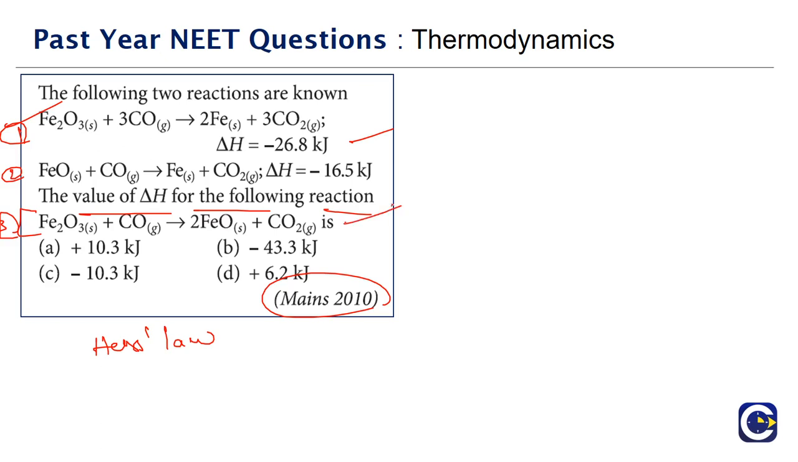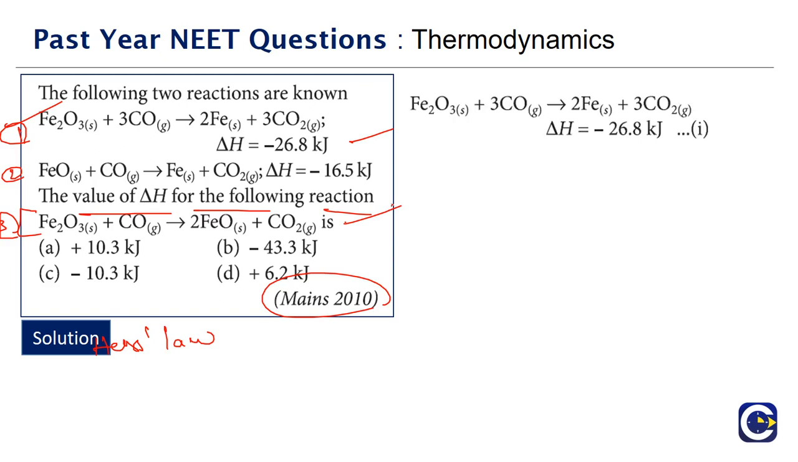Then we will use Hess's law. What is the Hess's law concept? If you have a set of reactions and by adding them we get the overall reaction, then the enthalpy change of the overall reaction is equal to the sum of the enthalpies of the individual reactions. Okay, so this is the idea we are going to use, but let's first write down the first equation.